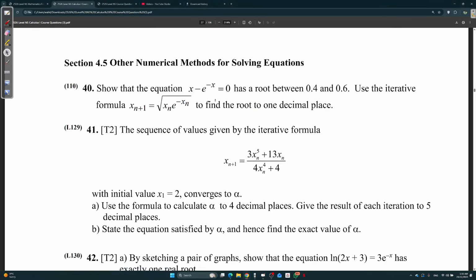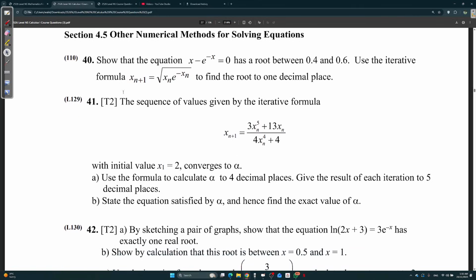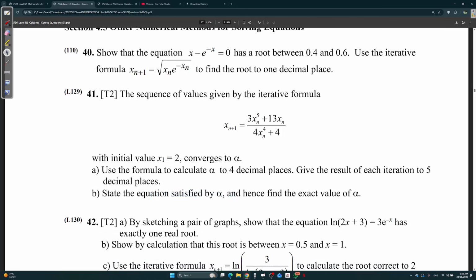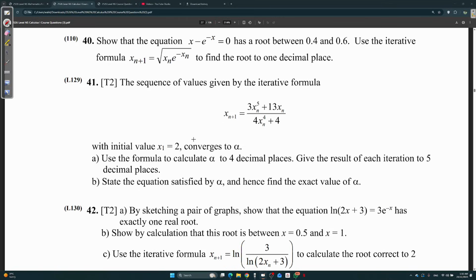Let's do T2. Alright, the sequence here, given by iterative formula, use initial value 2, converges to alpha. Use the formula to calculate alpha to 4 decimal places, give the result of each iteration to 5 decimal places, state the equation satisfied by alpha, and hence find exact value of alpha. Okay, very easy. So it converges to alpha, so we're starting with 2. So each xn is 2. So 3 times 2 to the power 5 plus 13 times 2 over 4 times 2 to the power 4 plus 4. Let's check how much this is.